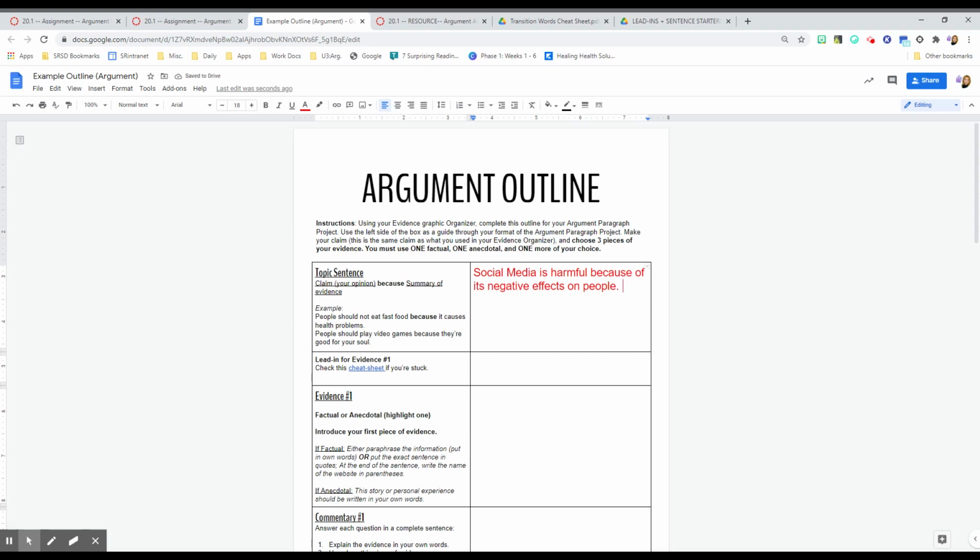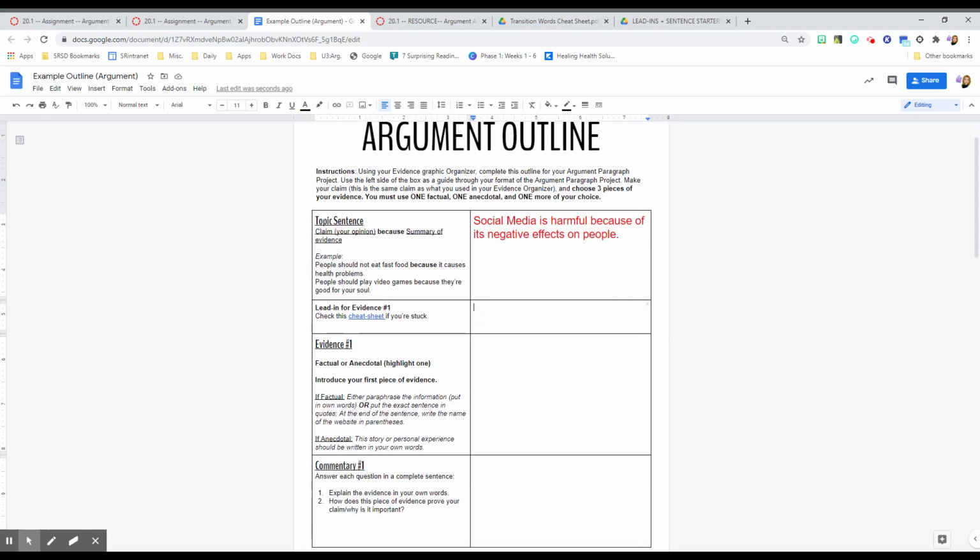Okay? That is all you really need for your topic sentence: your claim, whatever is harmful or whatever is helpful, because, and we're going to give that summary, that short explanation of why we feel that way. You're just summarizing the pieces of your evidence that you will be discussing later, so the readers know what you will be talking about. Okay, so social media is harmful because of its negative effects on people.